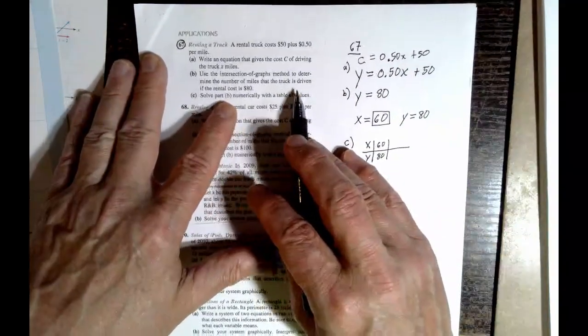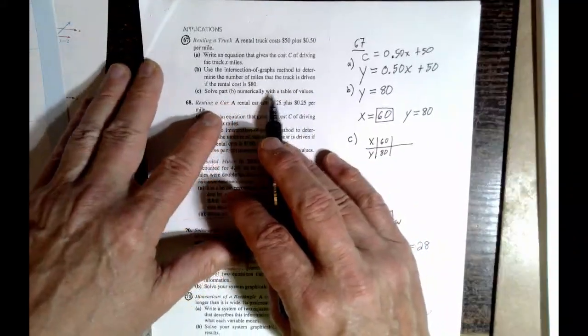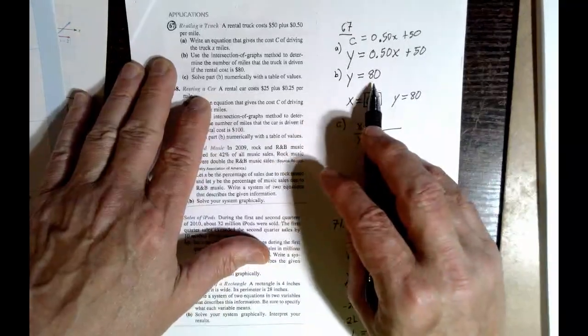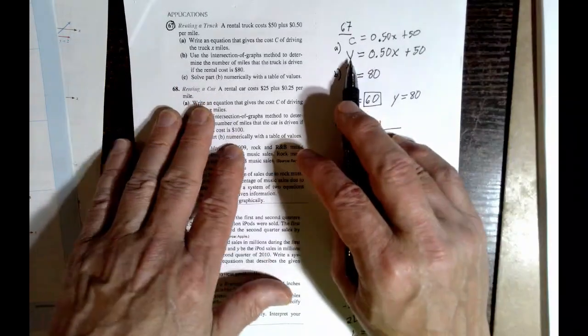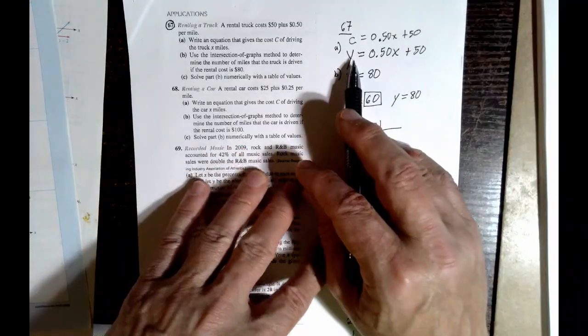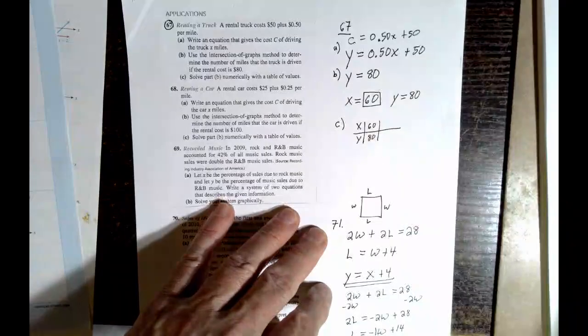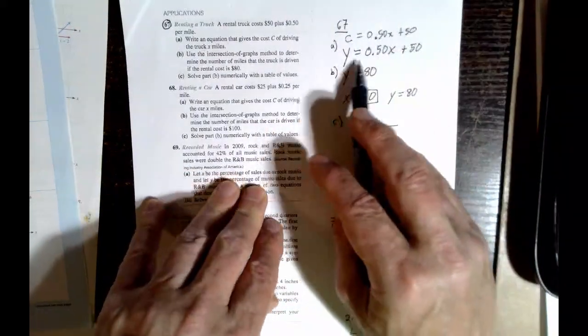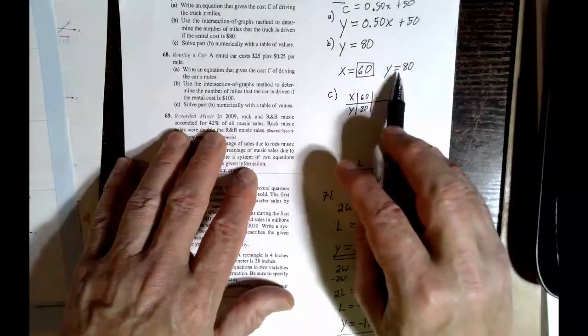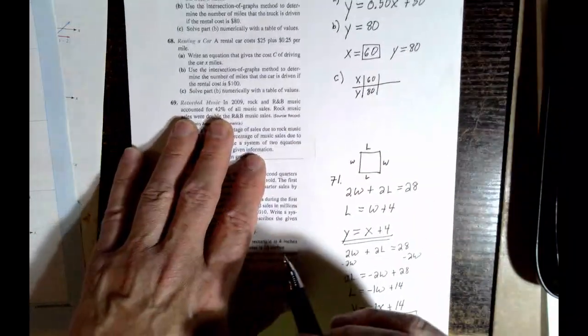It says use the intersection of graphs method to determine the number of miles the truck is driven if the rental cost is 80. So you've got one equation, and the other equation is y equals 80. So you want to type in under y1 this and y2 that. You're not going to have a C1 and C2. Your calculator is in terms of y's, right? So even though it's C equals that, you type it in under y1, and this one equals 80 for y2. And where do they intersect? They intersect at 60, 80. So 60 miles is your answer to the cost being $80.